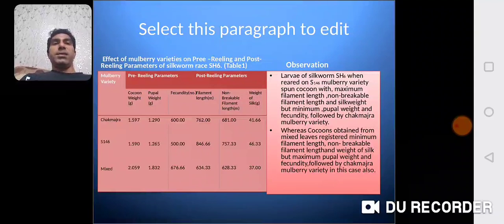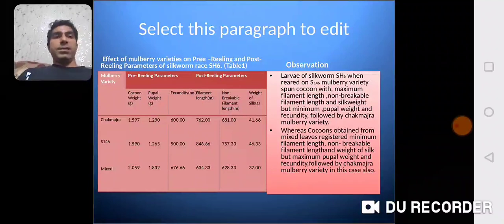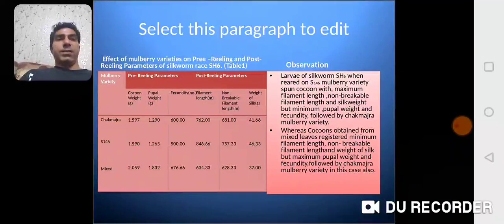In this slide, we will tell about the effect of mulberry varieties on the pre-reeling and the post-reeling parameters of silkworm race SS6. We have formed a table of the pre-reeling parameters and the post-reeling parameters. The following things are observed.